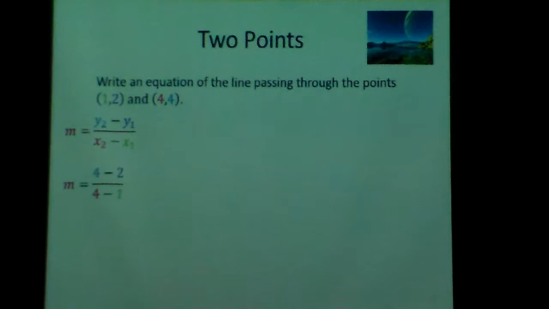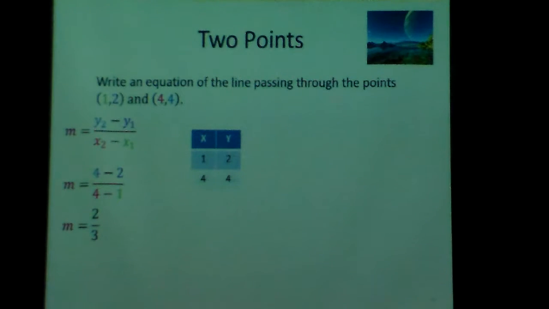So I'm going to do this: 4 minus the 2 over the 4 minus 1. I've color coordinated to know that this y right here is the 4, and that 4 goes right there, because the y's are on top. Remember, y's are always on top. And so 4 minus 2 is 2, and 4 minus 1 is 3. So now I have a slope, which I will now use.